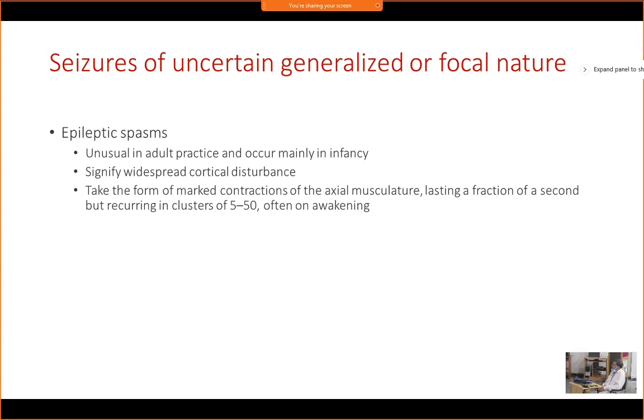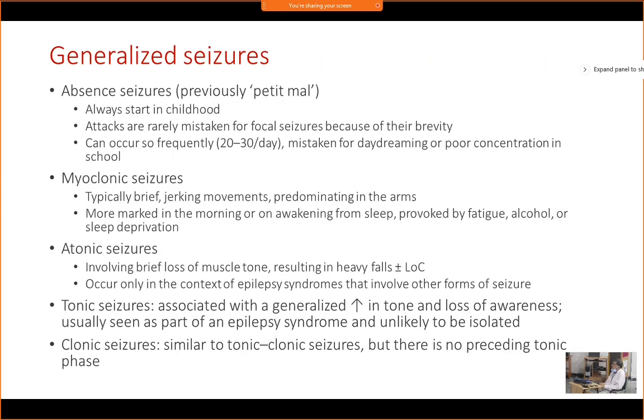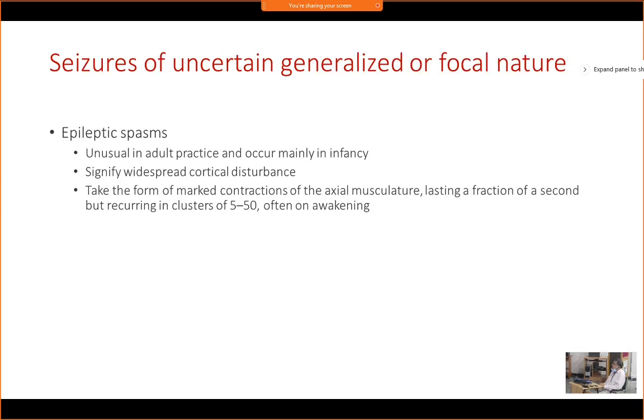This is the third variety, epileptic spasms. It's unusual in adults, and it signifies widespread cortical damage. That means there would be associated gross neurological disturbance in the person or the child, and it takes the form of marked contraction of the axial musculature, lasting as short as a second, but maybe occurring in clusters of 5 to 50, often on awakening.